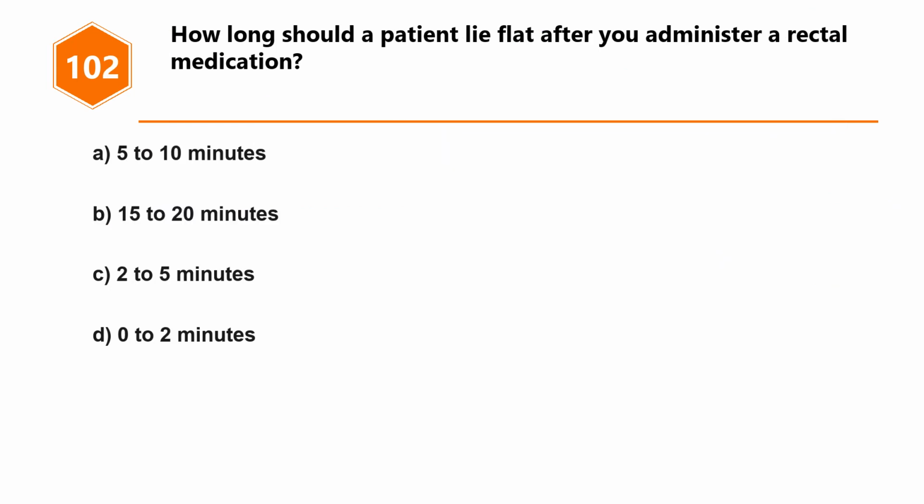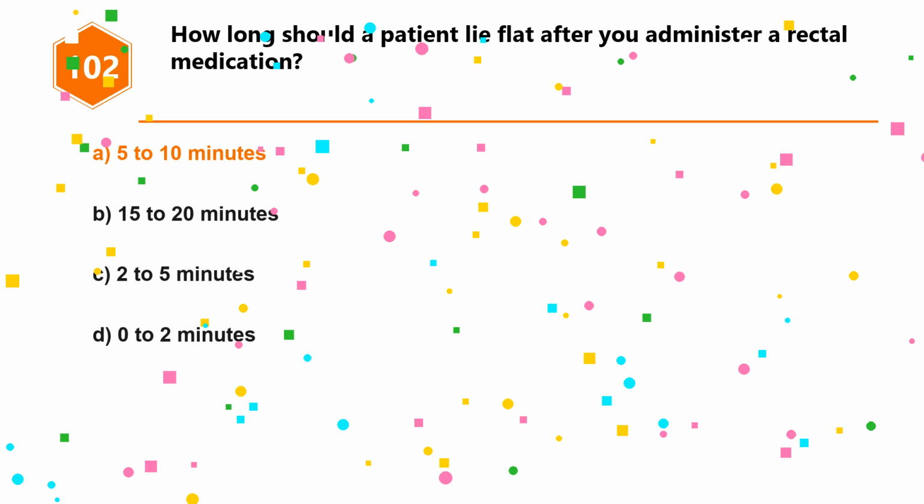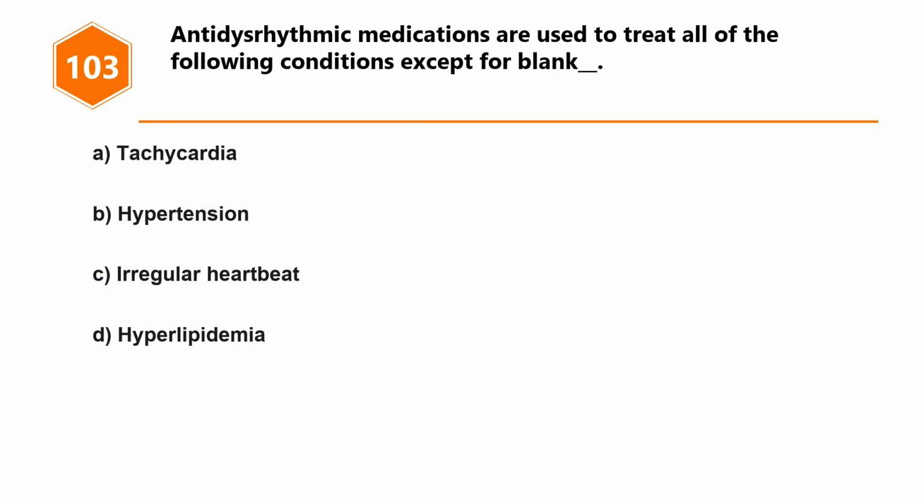Question 102. How long should a patient lie flat after you administer a rectal medication? Option A. 5 to 10 minutes. Option B. 15 to 20 minutes. Option C. 2 to 5 minutes. Option D. 0 to 2 minutes. The correct answer is option A. 5 to 10 minutes.